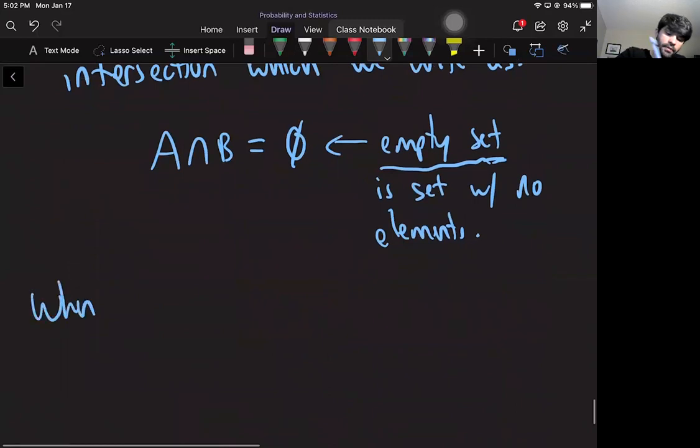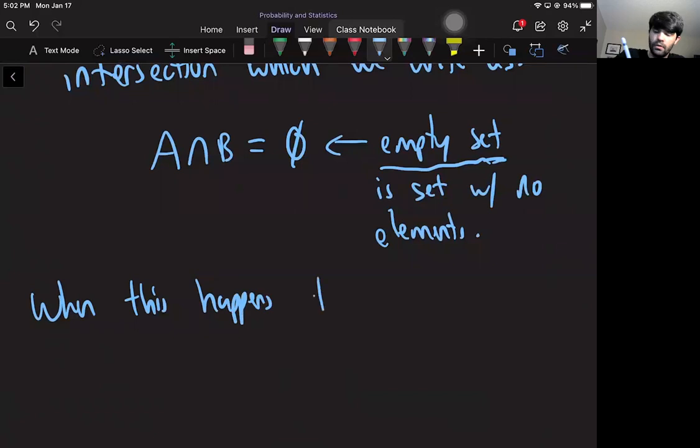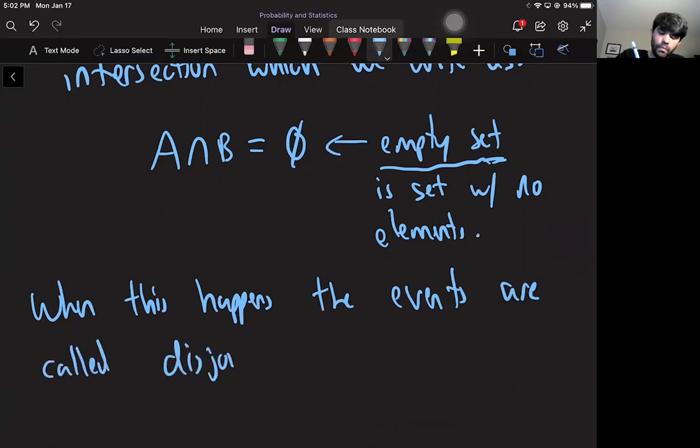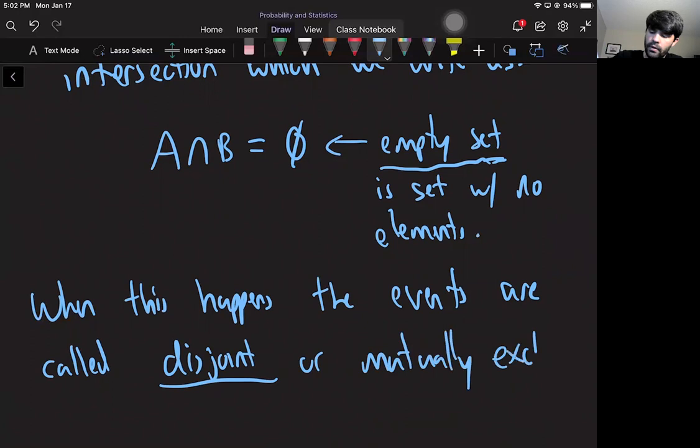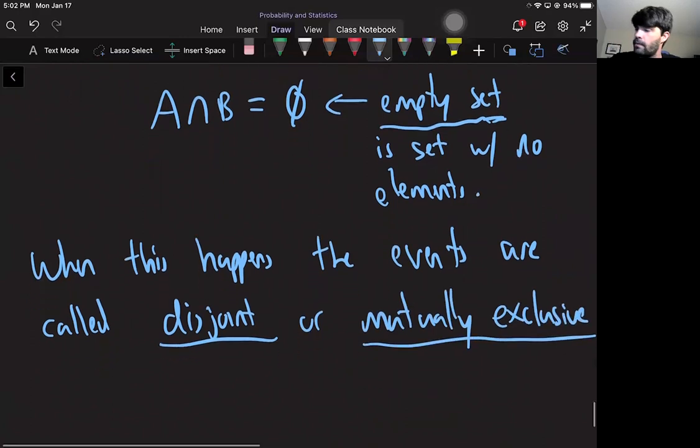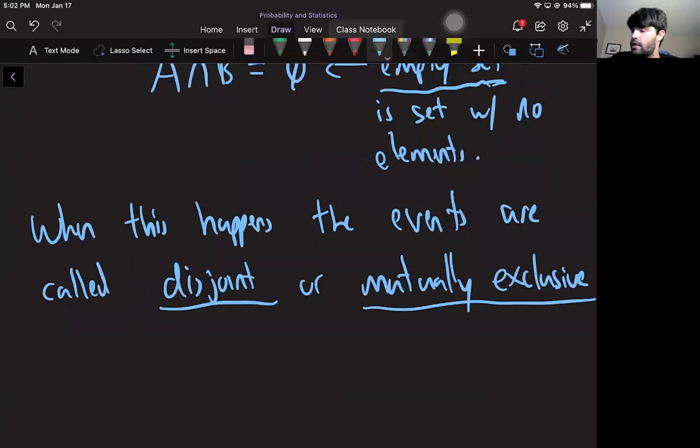So when this happens, the events are called disjoint or mutually exclusive. So I'll be using both of these words pretty often interchangeably. They mean the same thing. It just means, again, that there's nothing in the intersection. There's nothing in common between the sets.